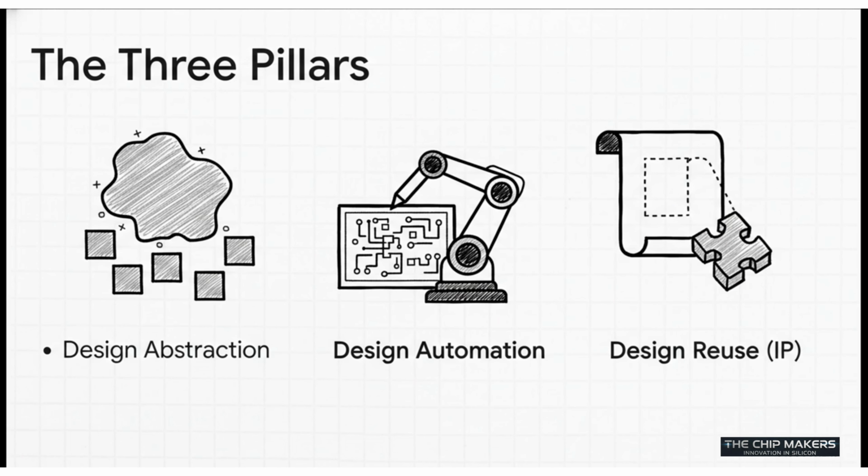First up, we've got design abstraction. This is the classic divide and conquer strategy. Instead of trying to solve one gigantic, scary problem, you just break it down into smaller, much more manageable pieces. Next, there's design automation. Look, humans simply cannot design something with a billion parts by hand. It's not possible. So we've built some incredibly smart software to do all the heavy lifting for us. And finally, we have design reuse, or what everyone in the industry calls IP. The idea here is super simple. If someone has already designed and perfected a component, you don't reinvent the wheel, you just reuse their work.